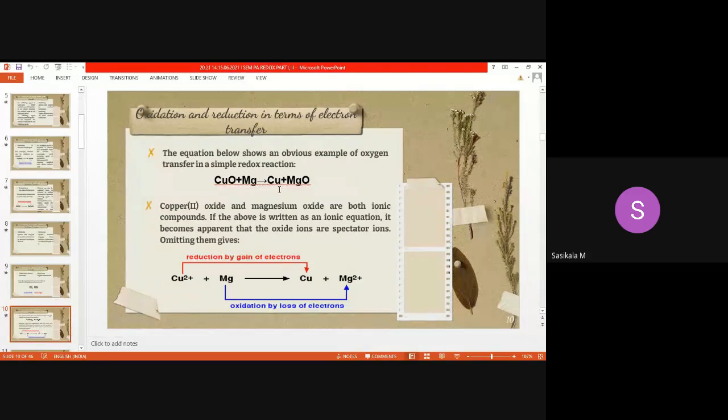Let's discuss with the example. This equation below shows an obvious example of oxygen transfer in a simple redox reaction. Here you can see cupric oxide reacts with magnesium, where it is converted to copper and magnesium oxide. The involvement of these metal oxides and metal will be an ionic reaction. The equation will be an ionic equation.